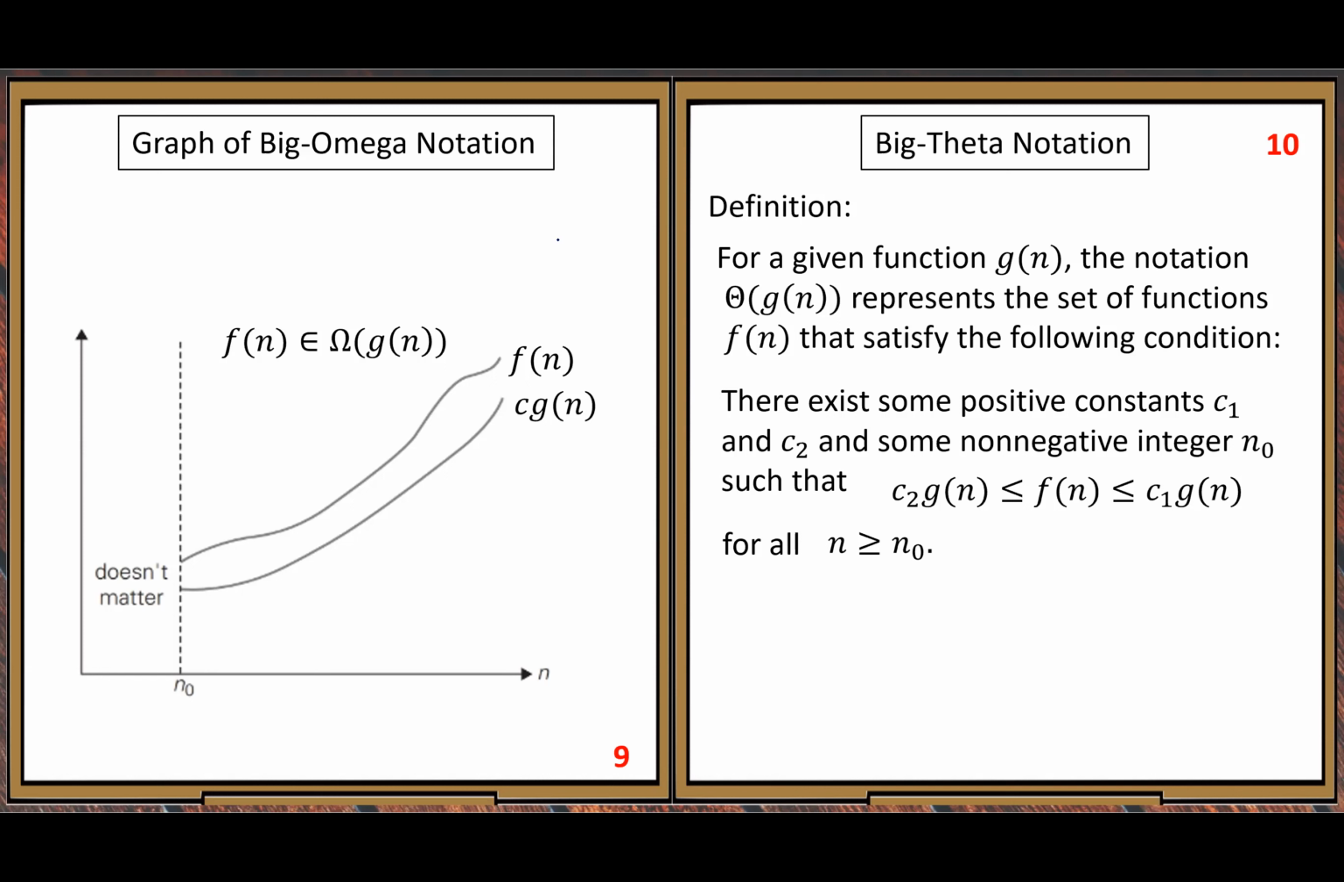Any question at this point? All right. The graph is straightforward, right? For the upper bound, lower bound. So pretty straightforward.